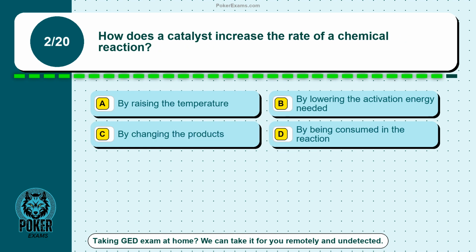Question 2. How does a catalyst increase the rate of a chemical reaction? Option A. By raising the temperature. Option B. By lowering the activation energy needed. Option C. By changing the products. Option D. By being consumed in the reaction.